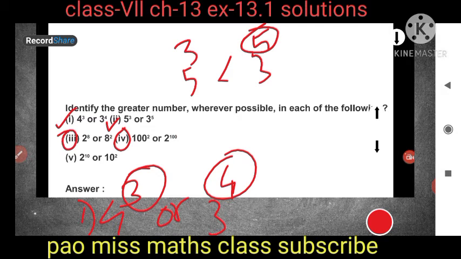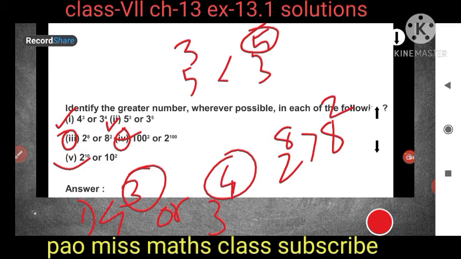Now the third one, you can see 2 to the power 8 and 8 to the power 2. So which will be greater? Whose power is greater, that will be the greater number, isn't it? So 2 to the power 8 will be greater than 8 to the power 2. So in this way you will solve questions 4 and 5.